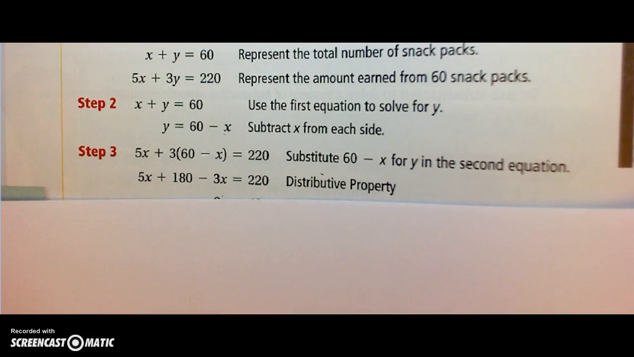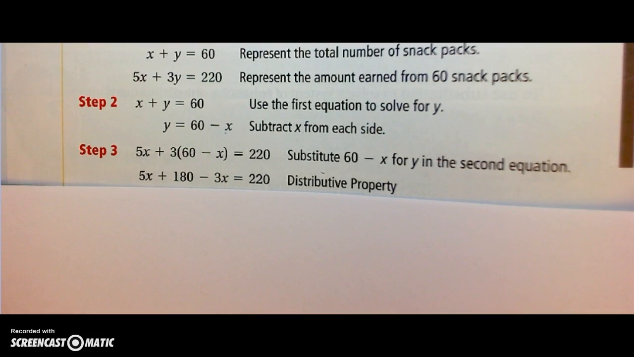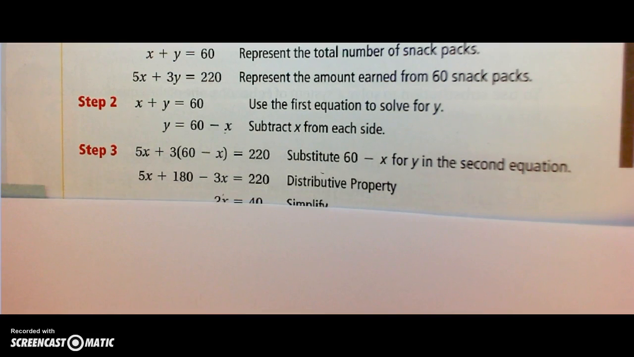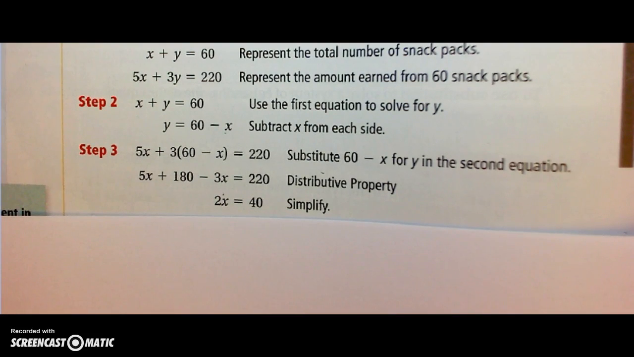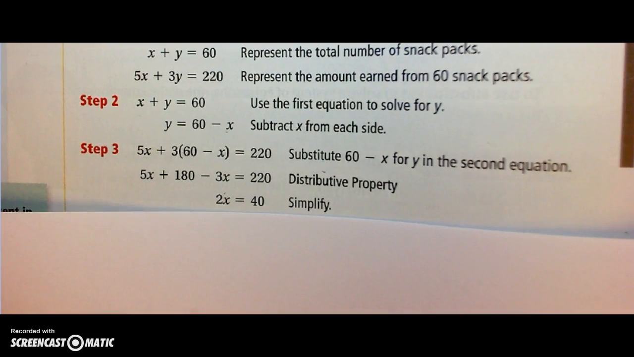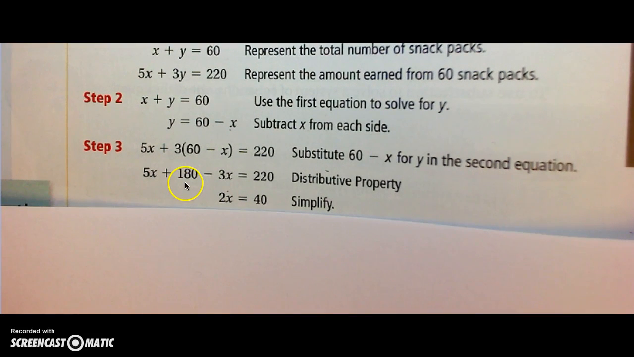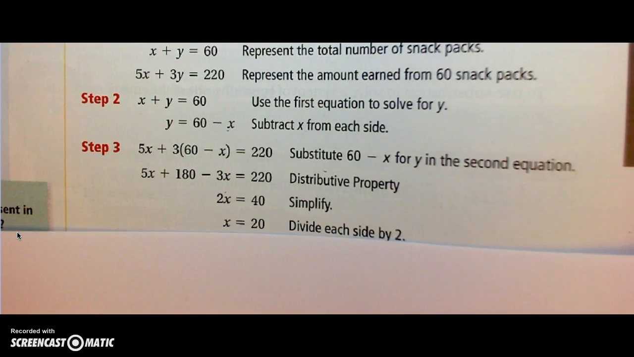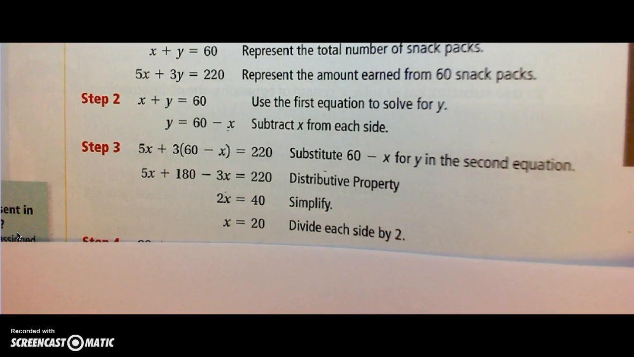So there we distributed. 3 times 60 is 180. 3 times negative x is negative 3x. So we combine our like terms. 5x minus 3x is 2x, but we also need to get rid of this 180. It's a plus 180, so we subtract 180 from both sides to get 40, but we're still not done. We need to divide by 2. So x is equal to 20.